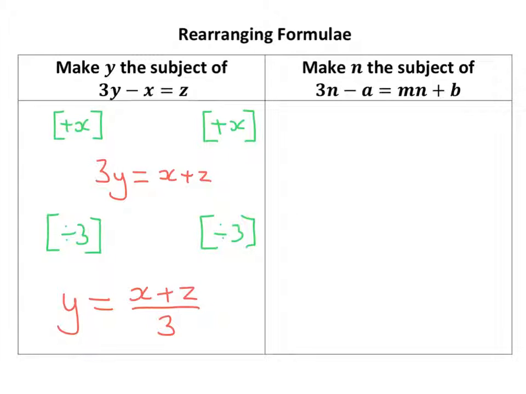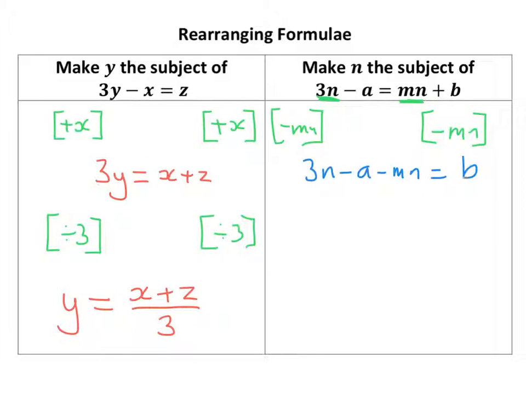Now the second one is a little bit tougher because I've got two n bits basically. I've got this bit here, I've got this bit here. So I need to get them onto one side of the equals, and I need to get everything else onto the other. So the first thing you've got to do, and this is a little bit tougher, is I'm actually going to take mn from both sides. So subtract mn from both sides, and I get 3n minus a minus mn equals b.